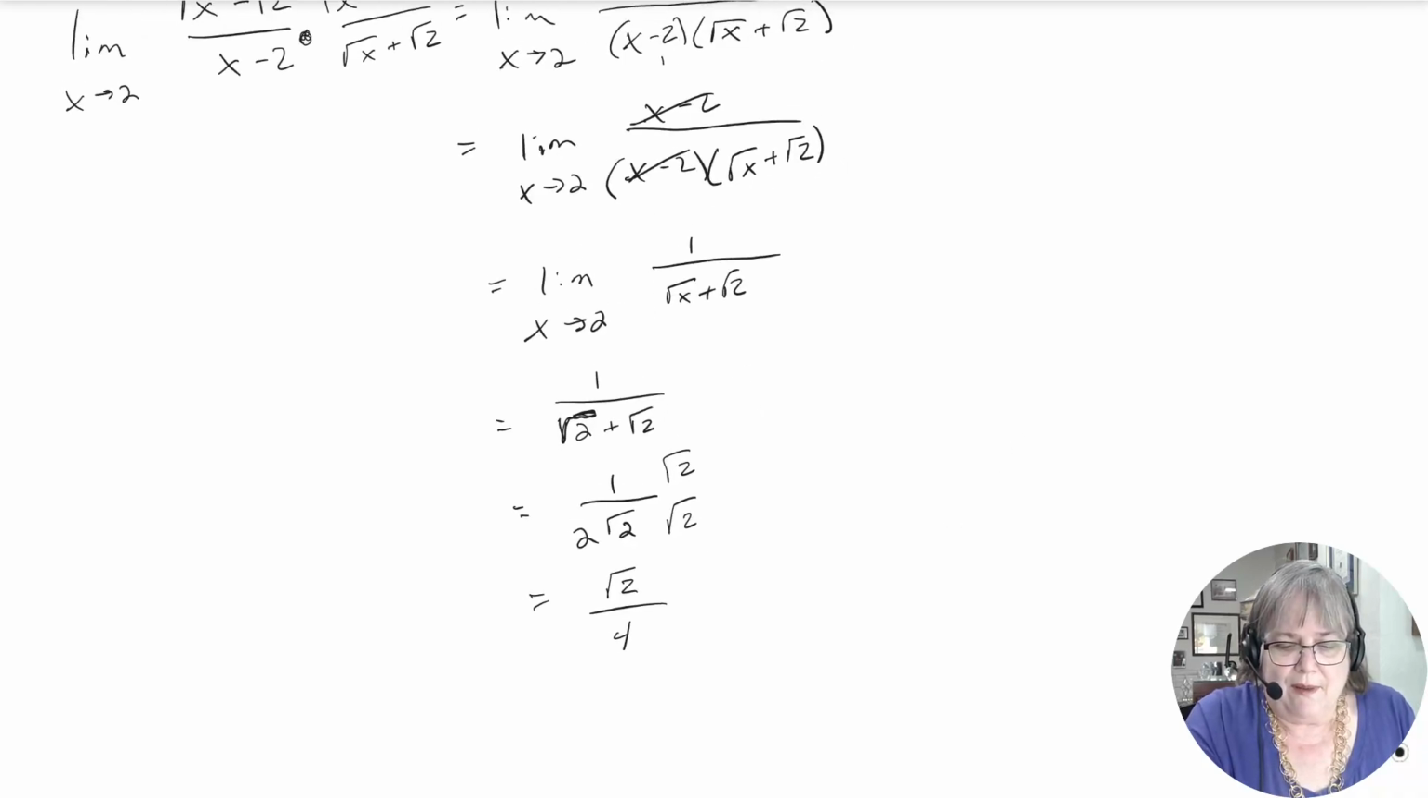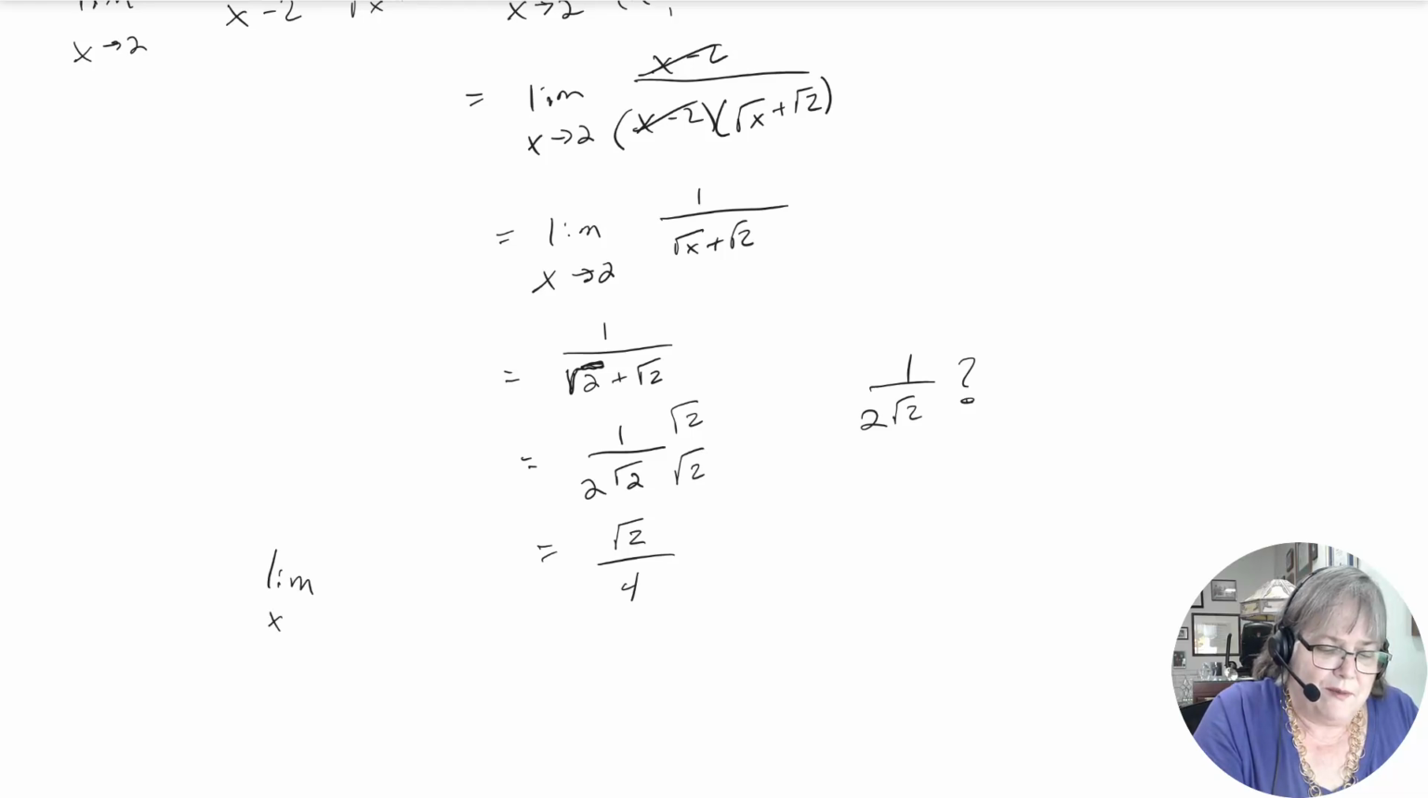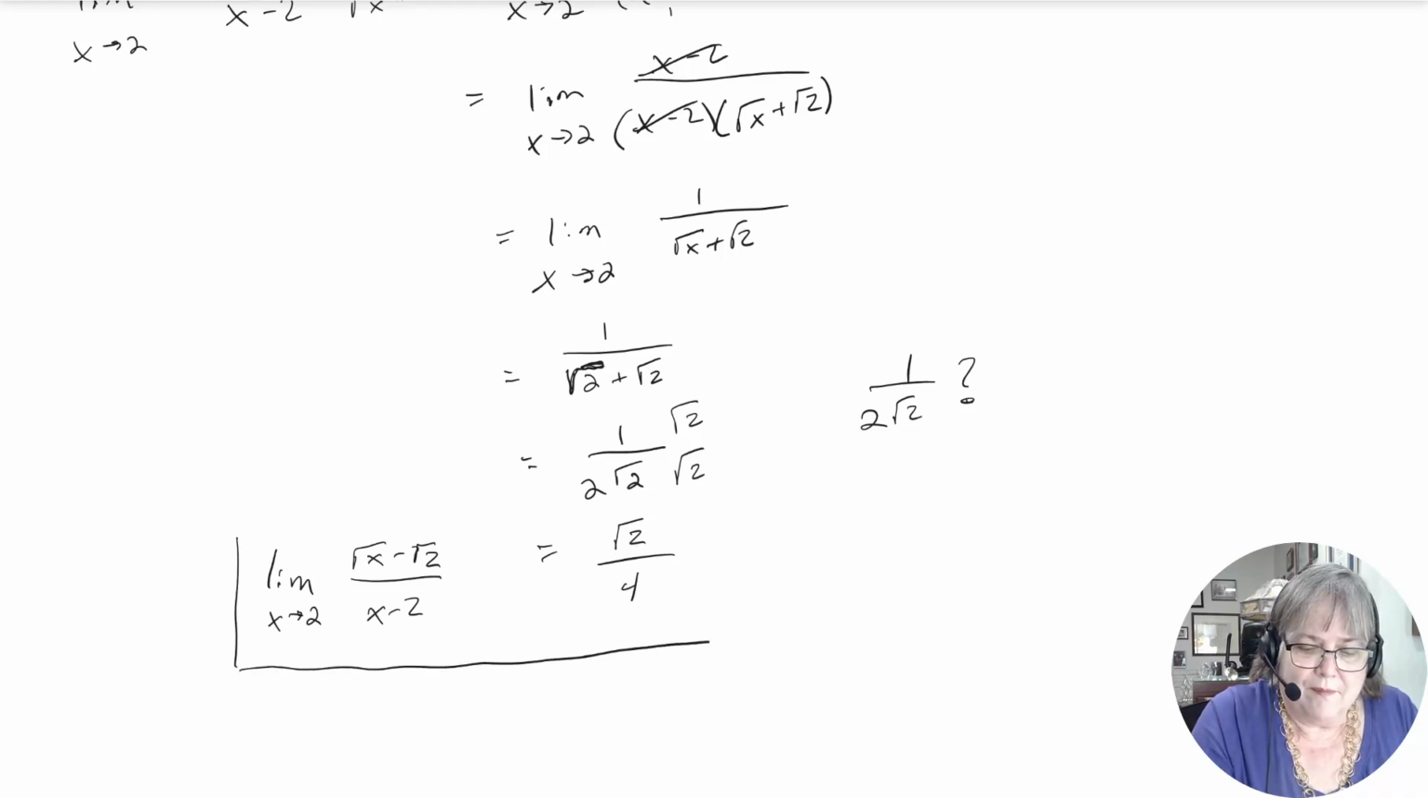So 1 over 2 square root of 2 may or may not satisfy your teacher, and it may or may not satisfy the computer. I kind of think it wouldn't satisfy the computer. But going the extra mile is definitely not going to hurt you, even if your teacher allows it. Better safe than sorry. Alrighty.